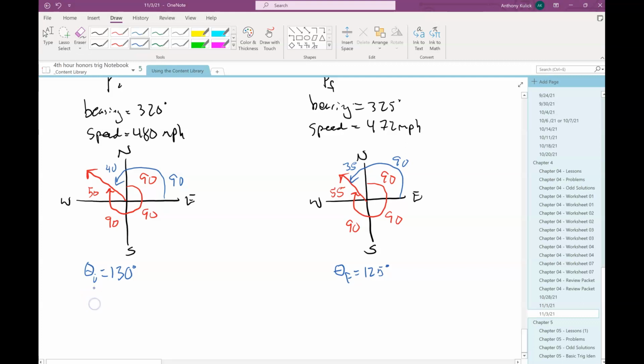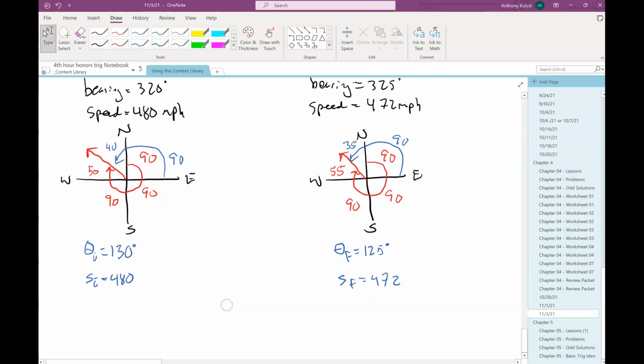Notice here that I'm not given any times, so I can't calculate any distances, right? But that's okay, because the problem isn't asking anything about distance. It wants the speed of the wind. So I can just use the speeds that I'm given. I don't have to do anything to them. Nothing to mess around with. Is that okay with you guys? Okay.